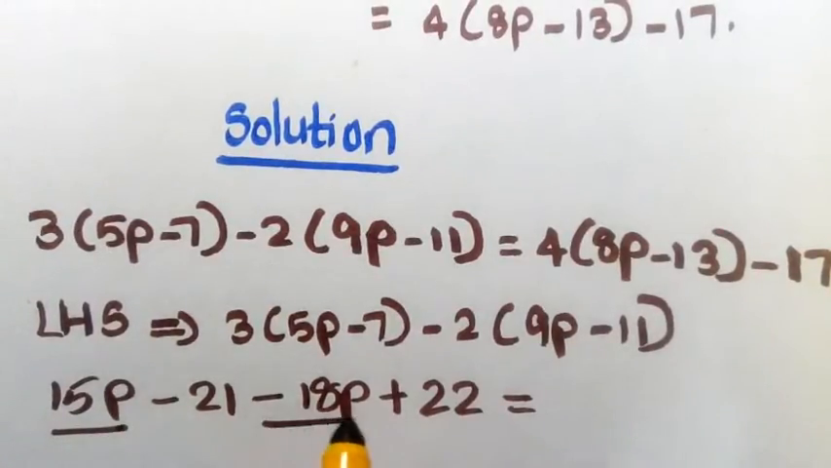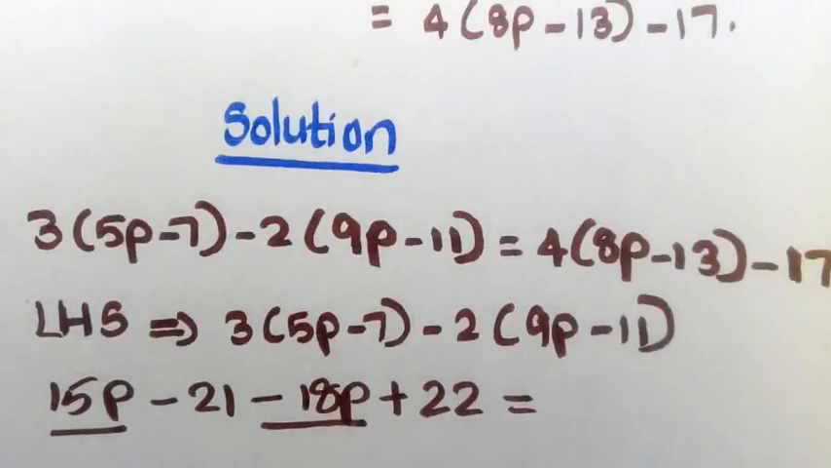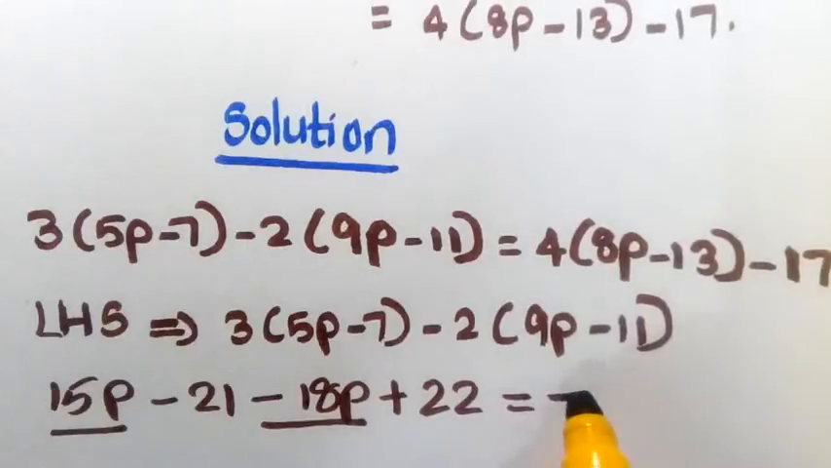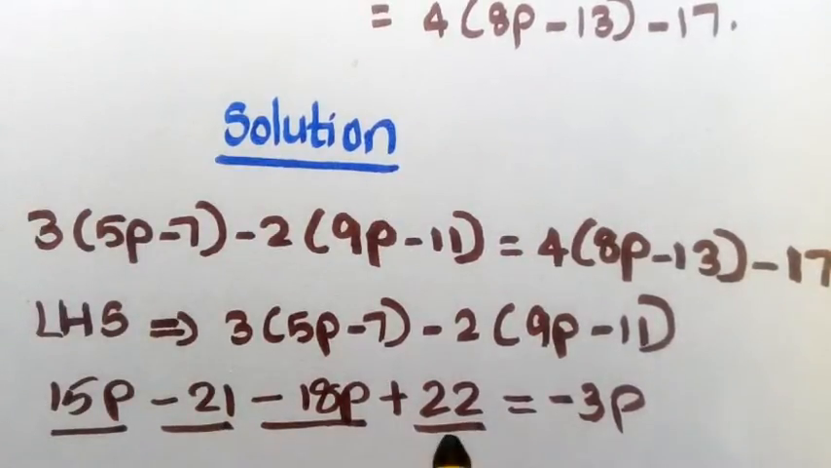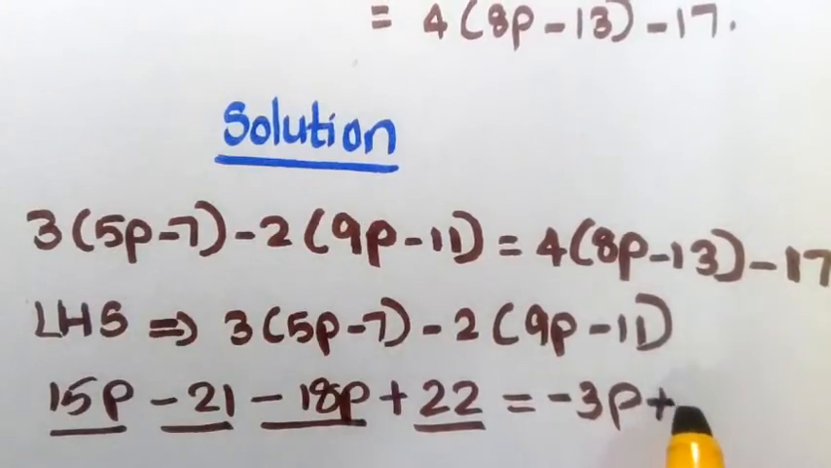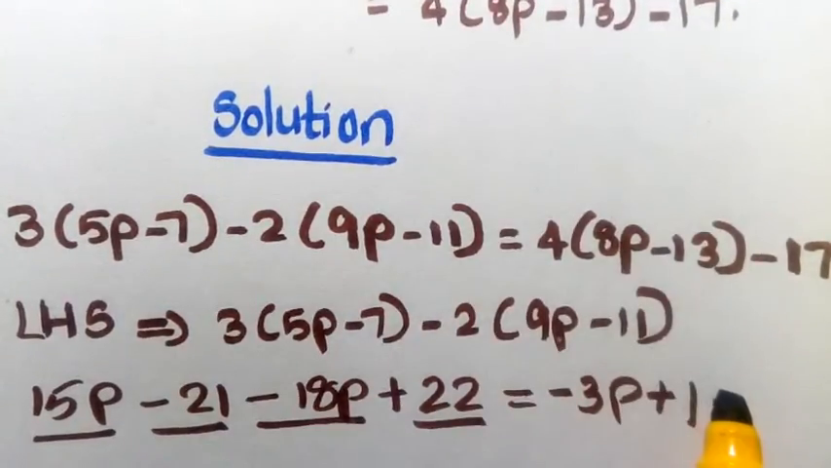15p minus 18p. What is 15p minus 18p? Yes, minus 3p. Then minus 21 plus 22. What is minus 21 plus 22? Yes, it is positive 1. So we reduced the LHS.